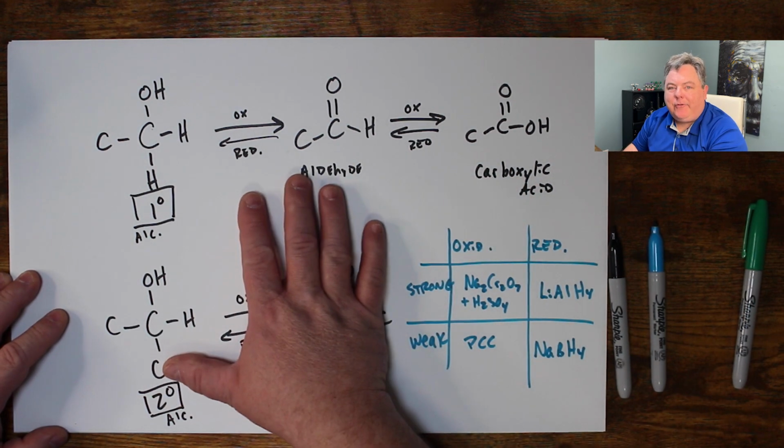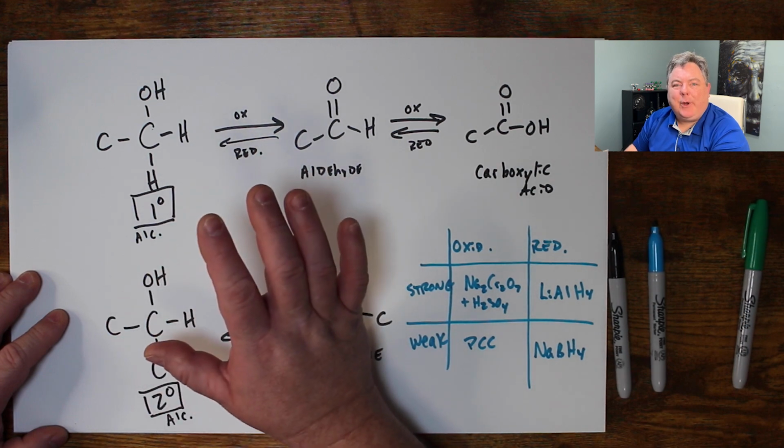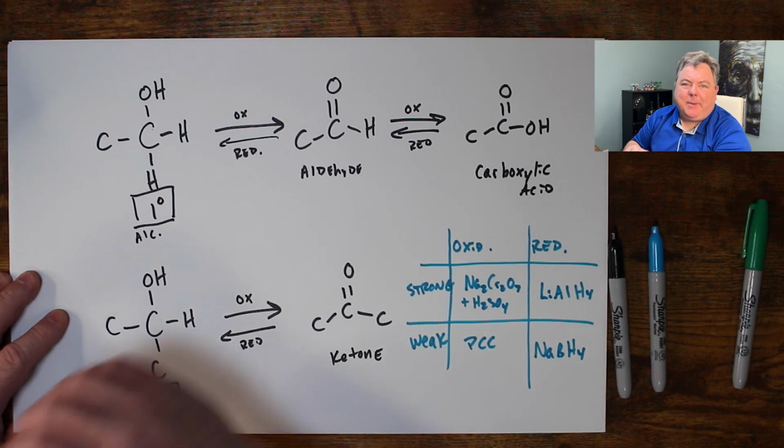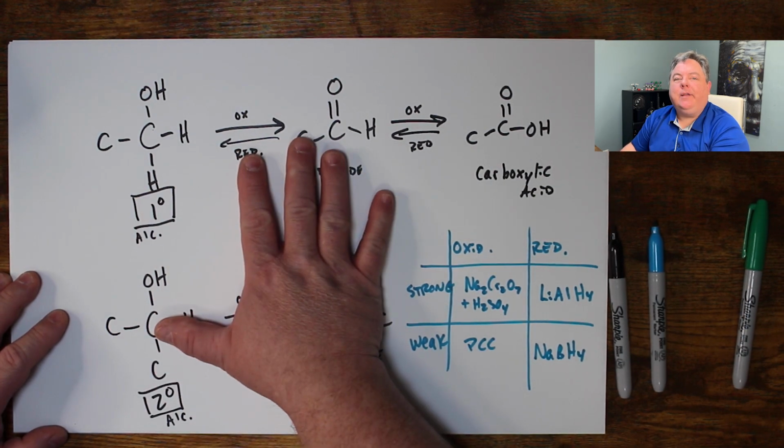And in organic chemistry, it's easier to figure out when you have an oxidation and when you have a reduction than it is maybe in general chemistry. Because an oxidation in organic chemistry is making more carbon-oxygen bonds, and a reduction is making fewer carbon-oxygen bonds.